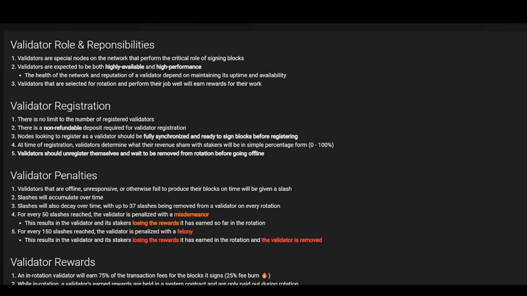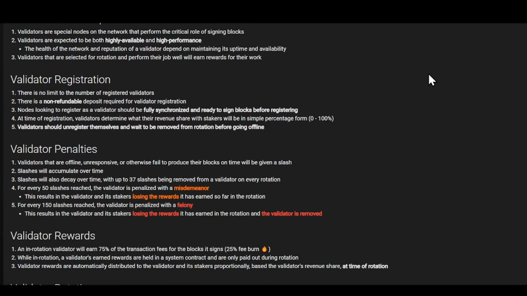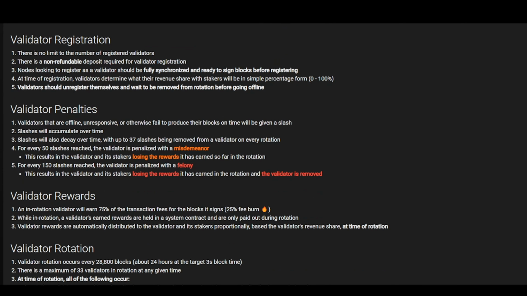Diving down into the next part, we got validator penalties. Whenever it comes to the penalties, we got number 1, that validators that are offline, unresponsive, or otherwise fail to produce their blocks on time will be given a slash. Slashes will accumulate over time. Now, you guys are probably thinking, well, what does any of this mean? Well, once you are a validator, remember that they need to be available at any time. You need to be ready and available to sign blocks at any time. And if you are offline and unresponsive, this is going to give you what are known as slashes.